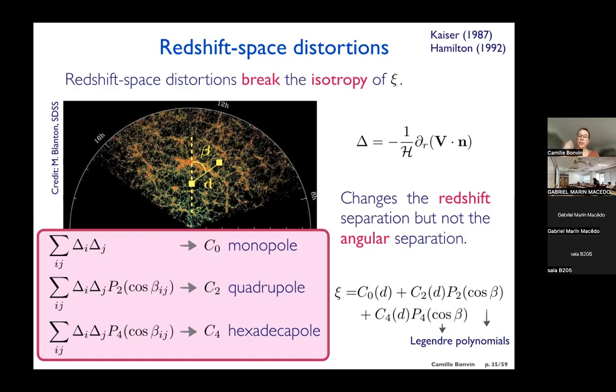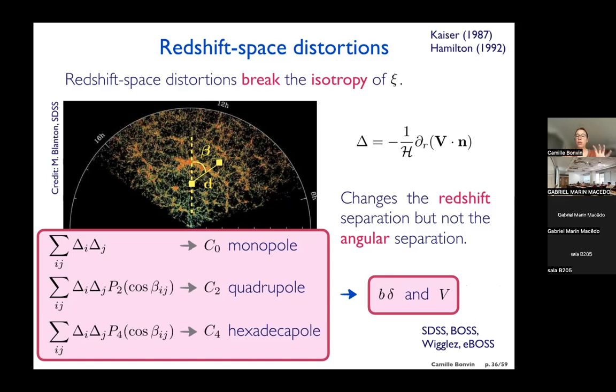And then we can combine these different measurements that depend differently on density and peculiar velocity to actually measure separately density and velocity. So this is what has been done with a lot of success by redshift survey like SDSS, BOSS, WiggleZ, and eBOSS. This is the way to measure the velocity and therefore the growth rate of structure.